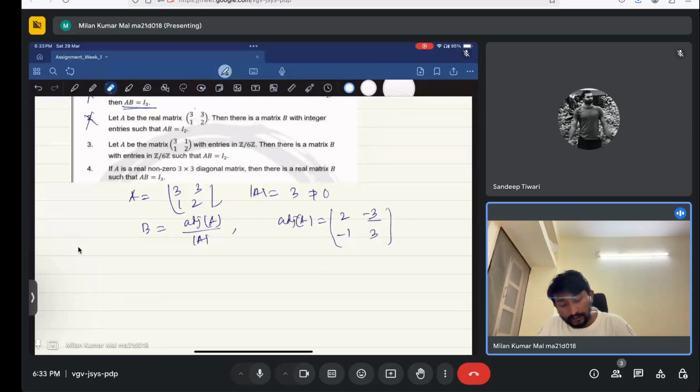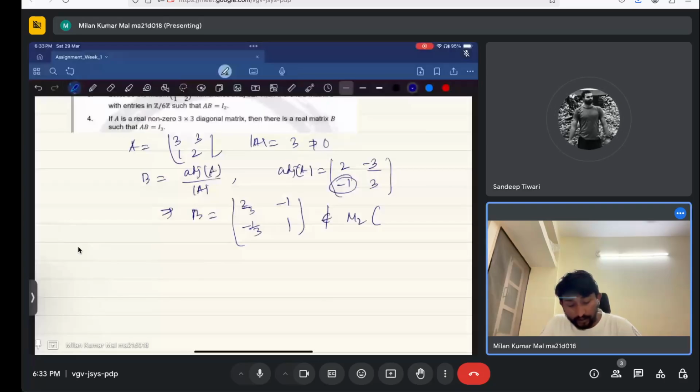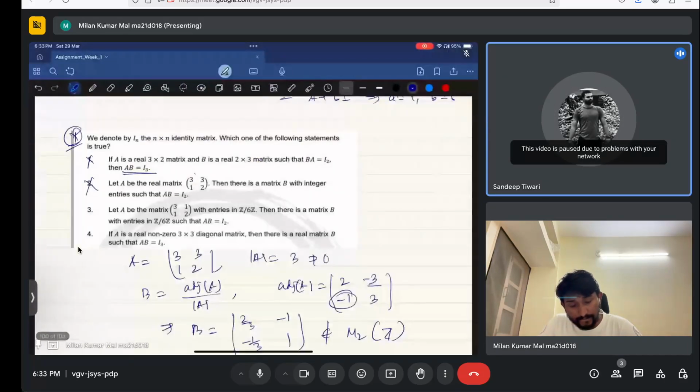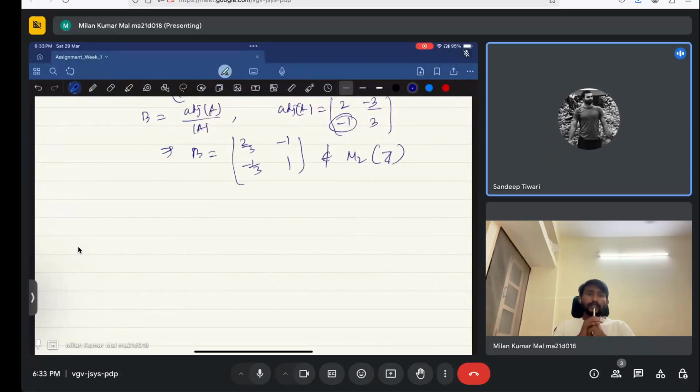So that is not a matrix with entries in Z. So option B is not correct. Option C: what is the condition that the inverse will have entries from Z? If we are given a matrix and it has an inverse, what is the condition that the entries of the inverse will be in Z?